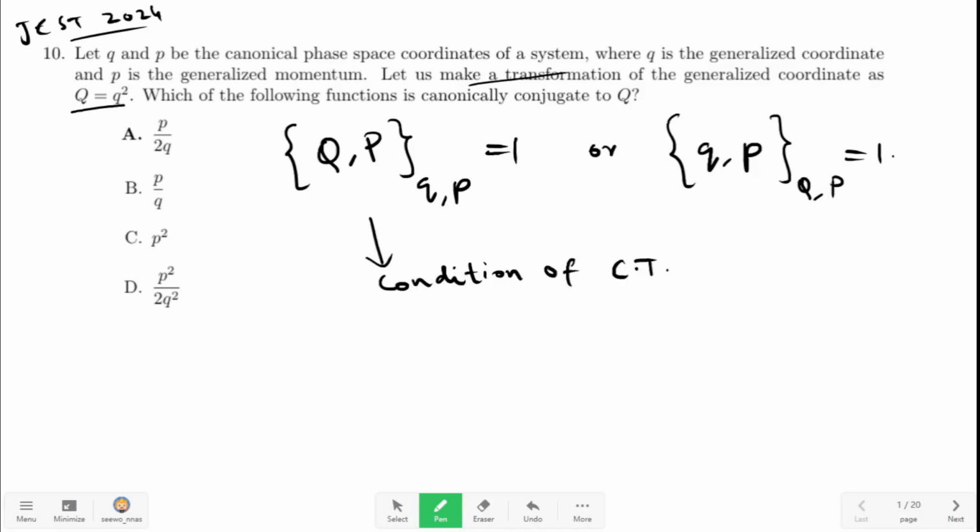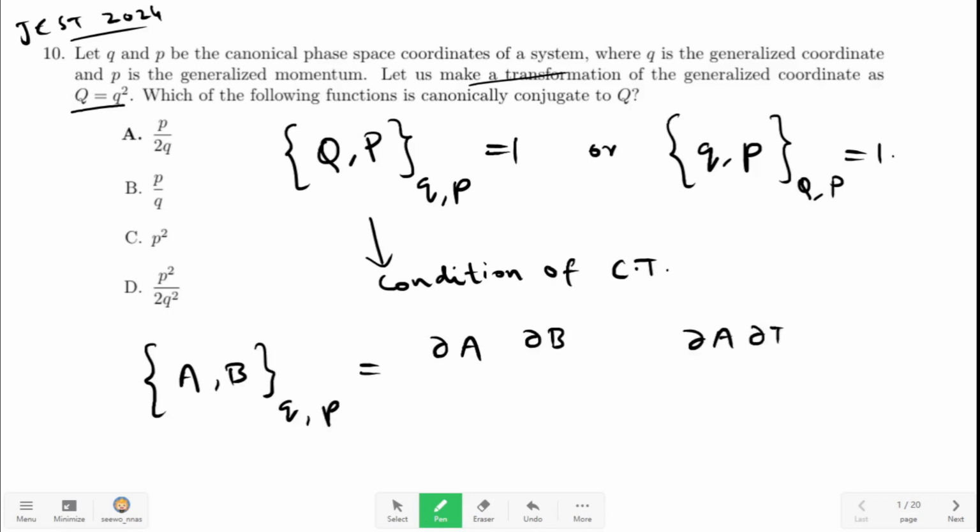Now, how is Poisson bracket defined? Poisson bracket of a comma b with respect to small q small p is equal to del a del b as it is, and in between you will put a minus sign. In the denominator you will write del q del p, then you will change the order, you will write first del p and then del q. This is how we define the Poisson bracket.